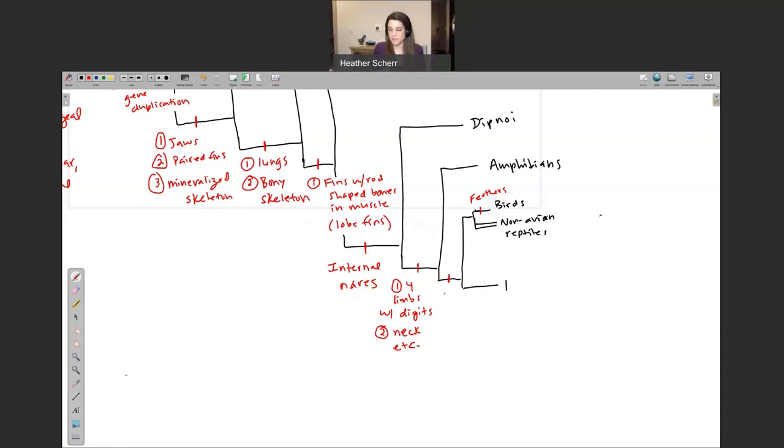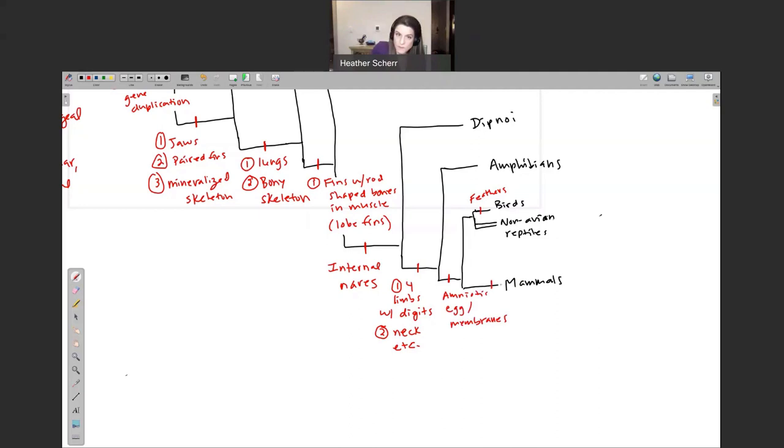In fact, this is important here: the amniotic egg, or amniotic membranes when there's no egg. We have mammals.